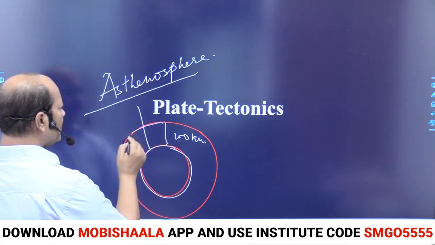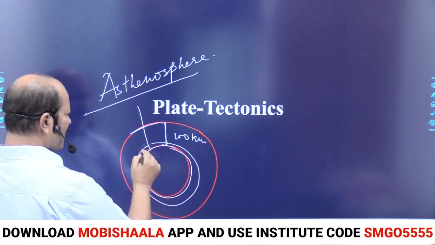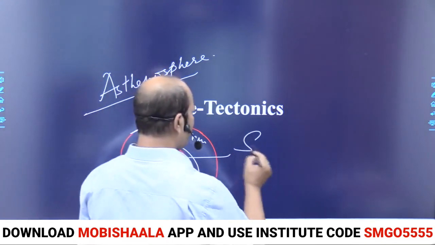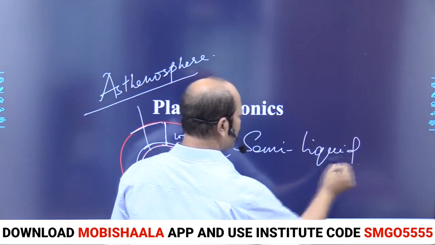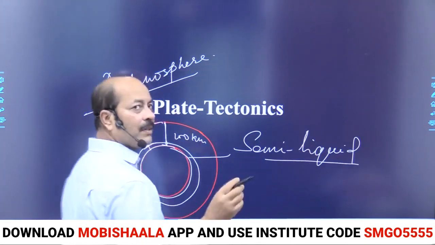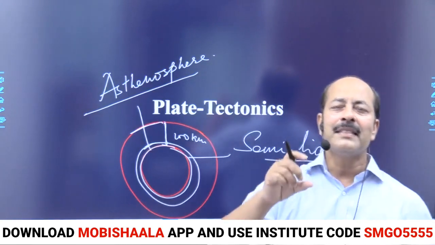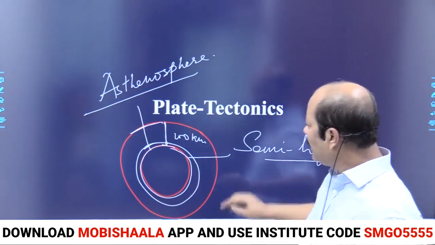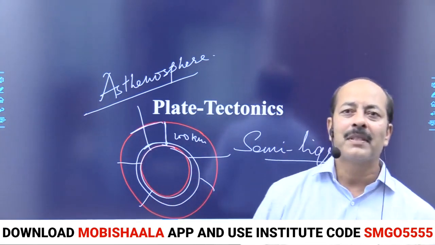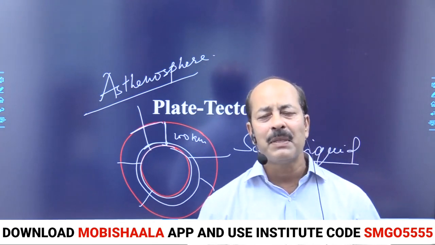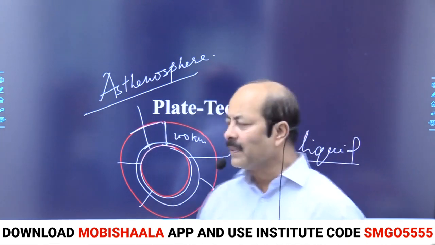After that you have a thickness of 100 kilometers floating on this layer. This layer is a semi-liquid layer. It is neither solid nor liquid. So our solid crust is floating on asthenosphere, and it has different parts. We name them the North American plate, South American plate, Australian plate, Pacific plate. So these plates are moving over asthenosphere.